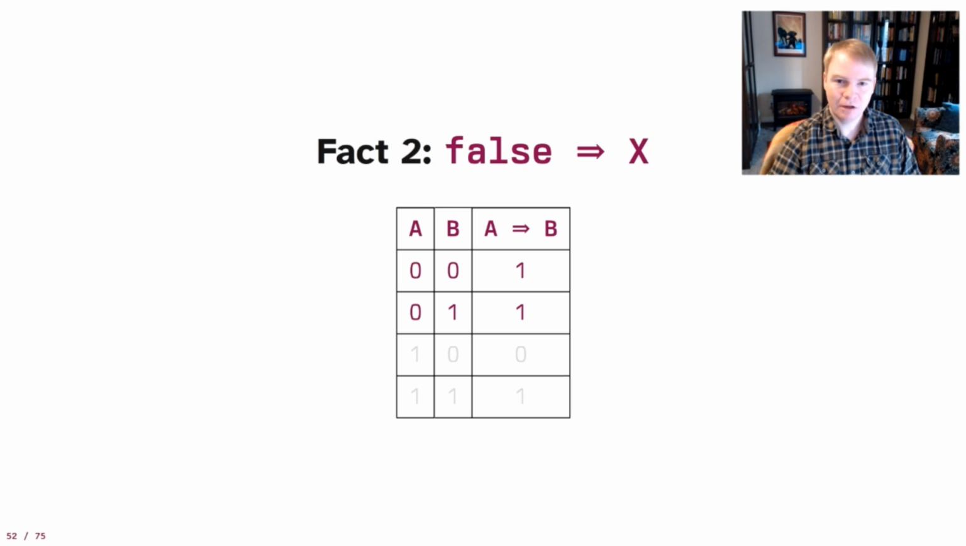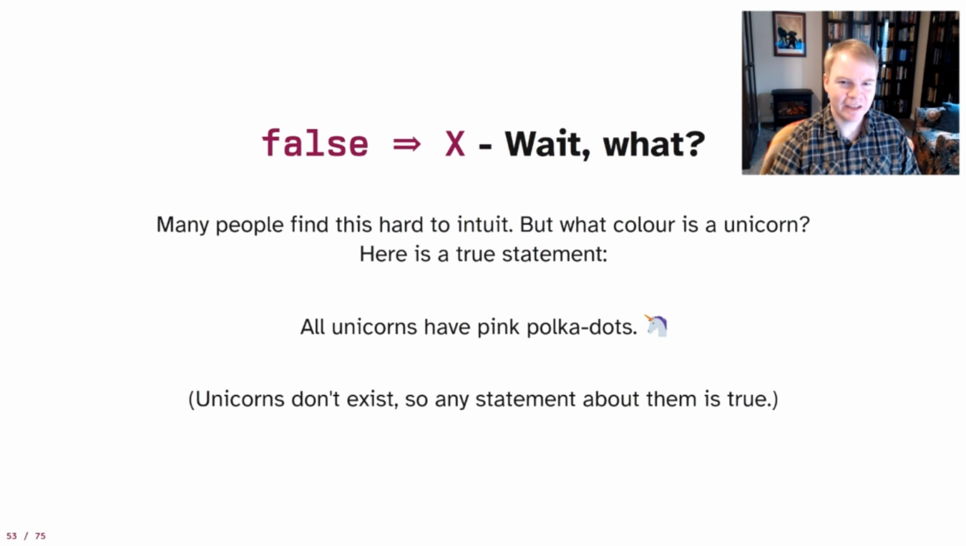The second proposition is harder to intuit, but it's clear from the truth table. False implies anything is a true proposition. False implies false is true, and false implies true is also true. False implies anything is hard to grok, so here are a few explanations that might help. I can say all unicorns have pink polka dots. This is a true statement. Unicorns don't exist. The set of extant unicorns is the empty set, so any statement I make about unicorns is true. Please disregard the fact that unicorns you see in movies are white.